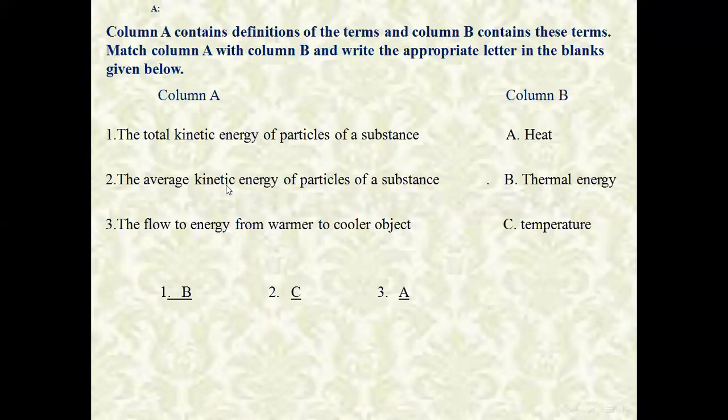Number two, the average kinetic energy of particles of a substance is called heat or temperature. So the average kinetic energy of particles of a substance is called temperature. So number 2, you match with number C. Number 3, the flow of energy from warmer to cooler object is called heat. So number 1, you match with number B. Number 2, you match with number C. And number 3, you match with number A.